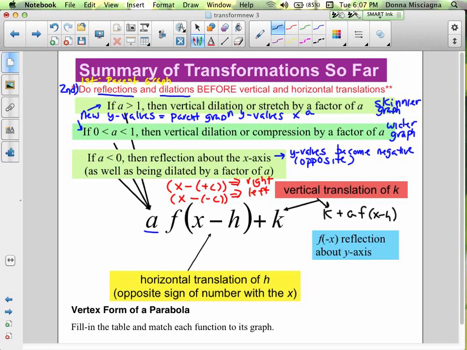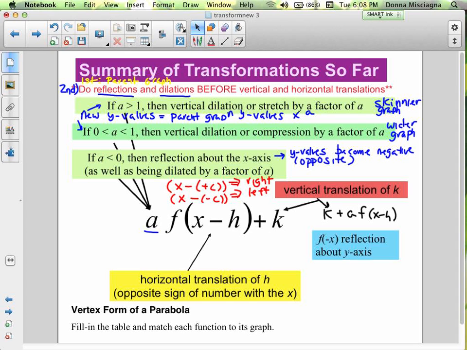We're not going to be dealing with reflections about the y-axis. Actually, if you reflected about the y-axis, you'd have the same graph because the parabola is symmetric about the y-axis. It wouldn't be true for some other graphs. We will see that when we get to square roots, but it doesn't impact parabolas at all. But I leave that up there because we will see it in the future, just not in this lesson.